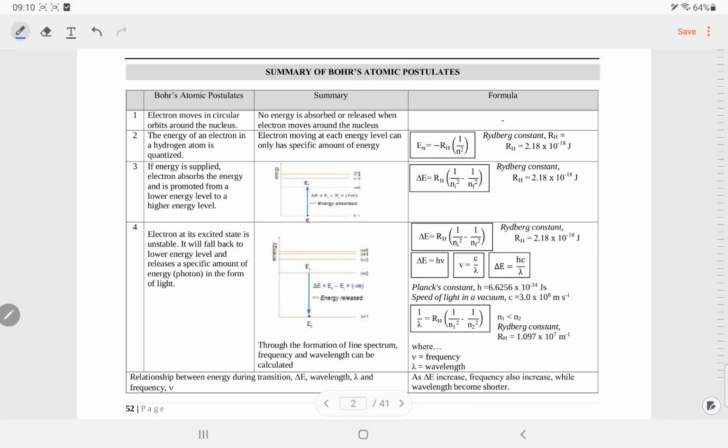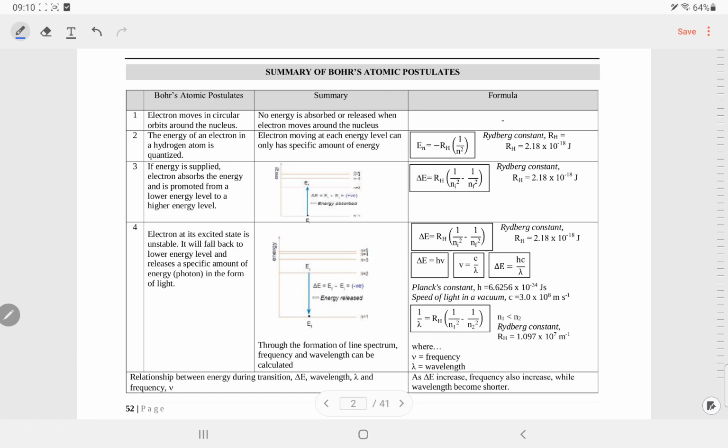So sebelum we start, saya ingin membuat peringatan bahawa chapter ini adalah basic kepada chapter-chapter seterusnya. So jika chapter 2 ini awak tidak kuasai, awak akan bermasalah untuk chemistry for the whole semester. Okay, so this is the basic, so make sure kena faham betul-betul konsep dalam chapter ini.